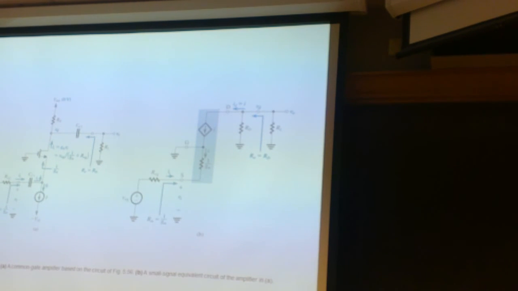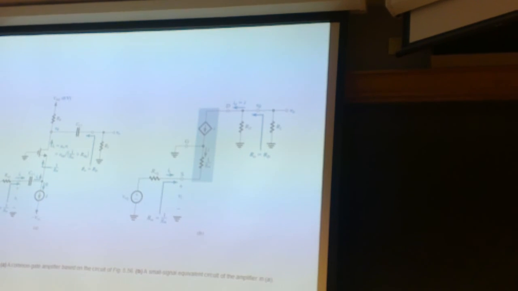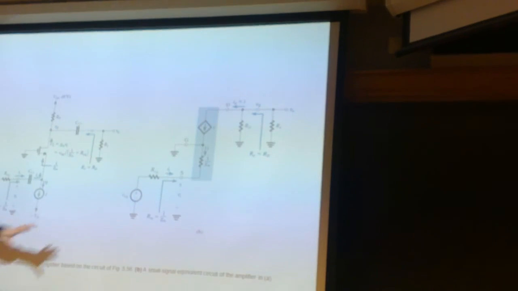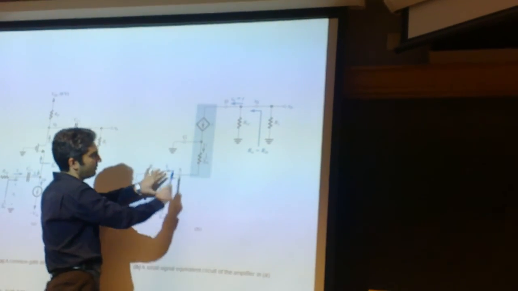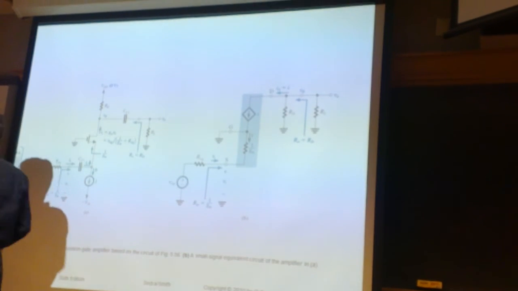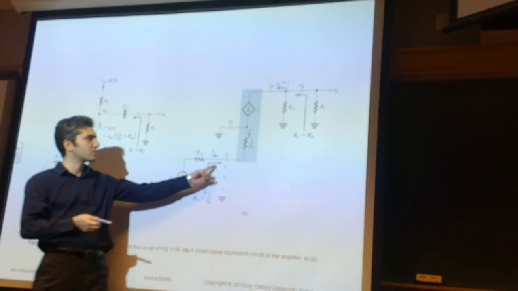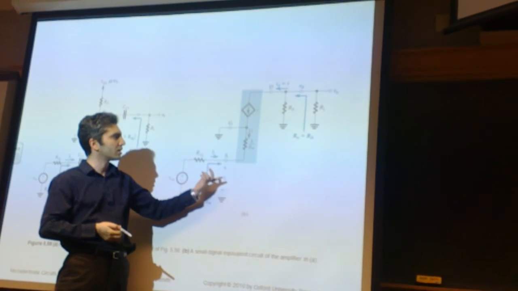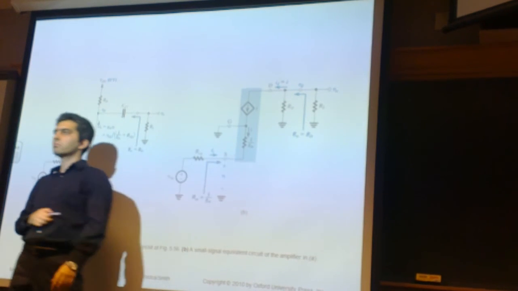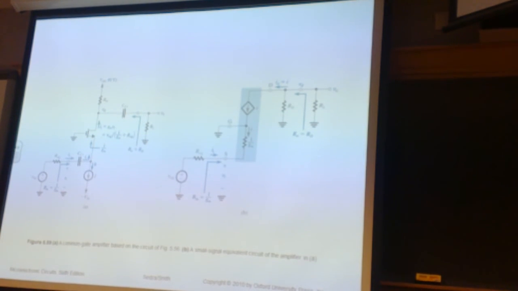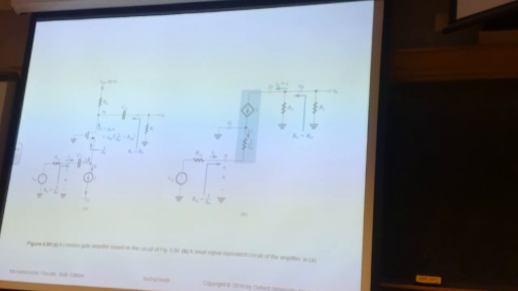When you're finding that, you just ground all your sources. The process is that you put a voltage source here, look into the current, and then divide the voltage by the current, and that's your resistance. Let's assume VI is your voltage source and I is your current. VI divided by I is 1 over GM, because you only have one resistor between that node and ground. So what's your input resistance? That resistor.